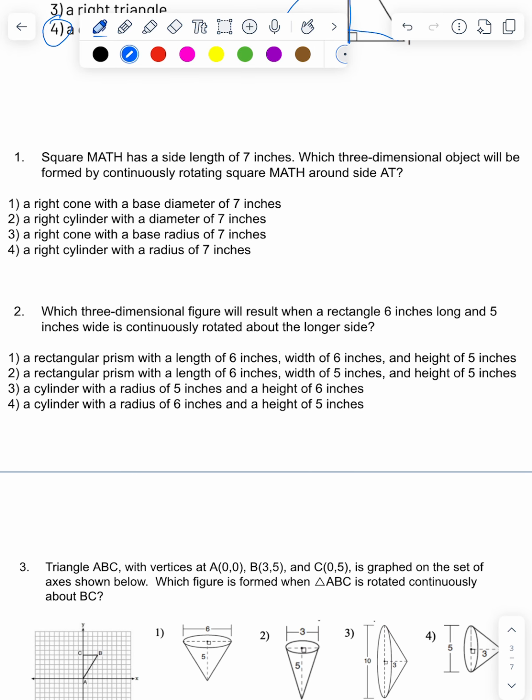For the next one, we have square MATH, and each of the sides has a length of 7. And we are rotating around side AT. So here's side AT on mine. So I'm going to see it on both sides. Straight edges are going to become curved. And I have a cylinder. And it's a right cylinder because it's standing up straight. And the radius is 7. The whole way across the circular part, the diameter, would be 14. The 7's halfway across. So that is going to be a base radius of 7.